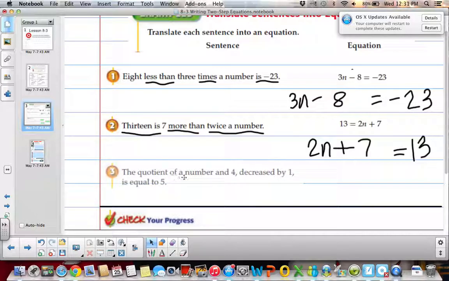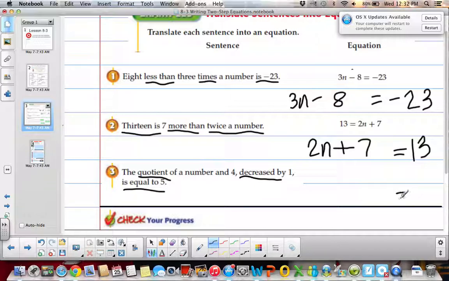The quotient of a number and 4 decreased by 1 is equal to 5. So right away, quotient tells me division, decreased by tells me subtraction, and it's equal to 5. So we have, right away, equal to 5. And once you figure it out, if it helps you to cross it off so you know what you have left, that would be fine too.